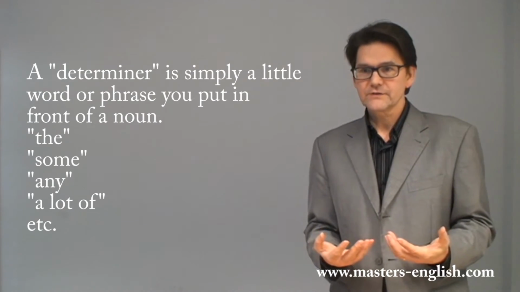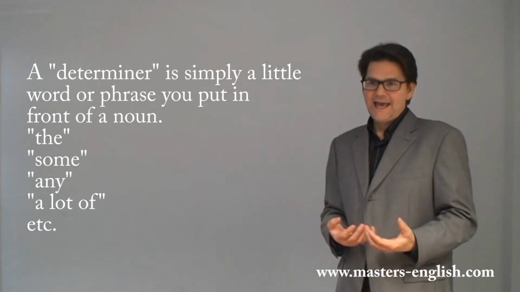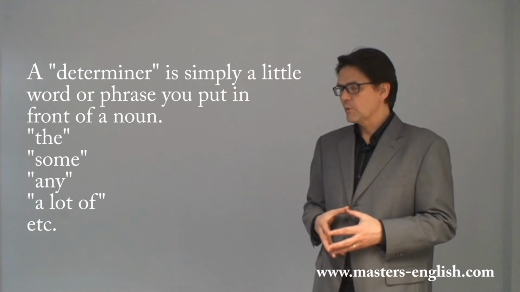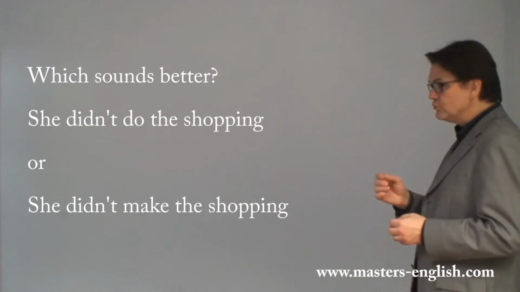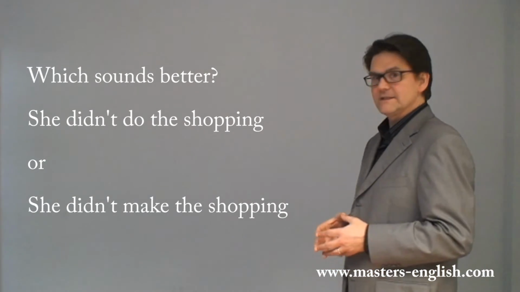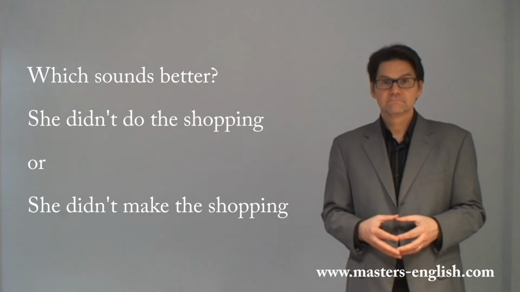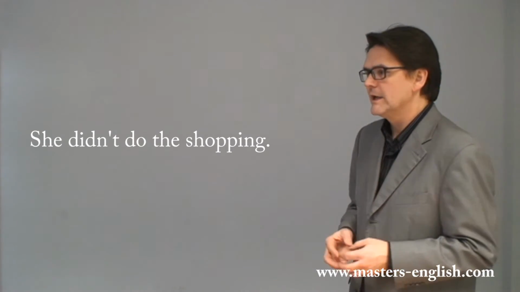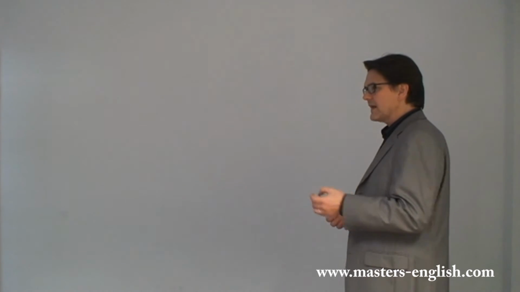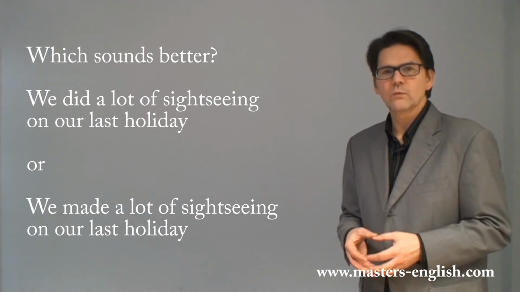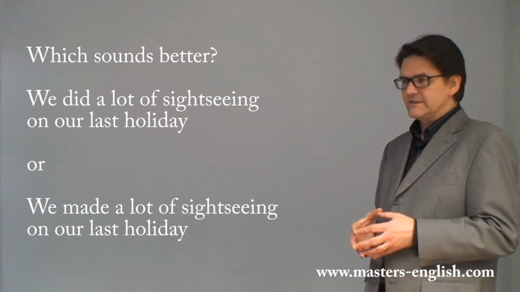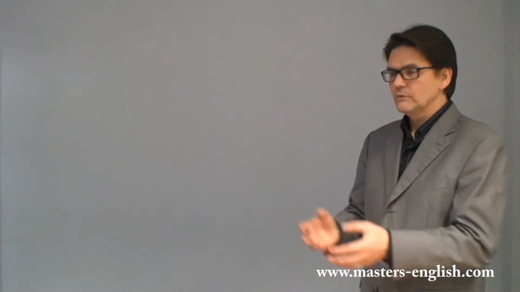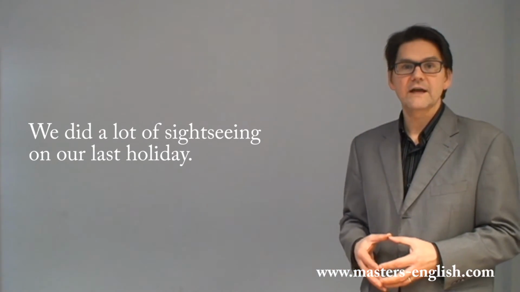So now we're looking at structures that have a determiner and an ing noun. For example, what sounds better? She didn't do the shopping, or she didn't make the shopping? I like she didn't do the shopping. And we did a lot of sightseeing on our last holiday, or we made a lot of sightseeing on our last holiday. Once again, I like we did a lot of sightseeing on our last holiday.